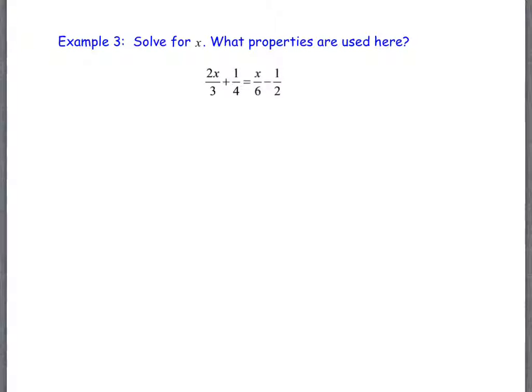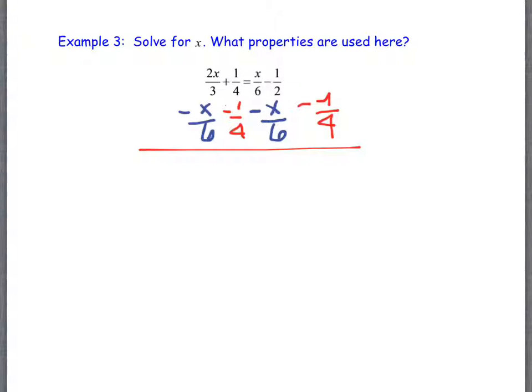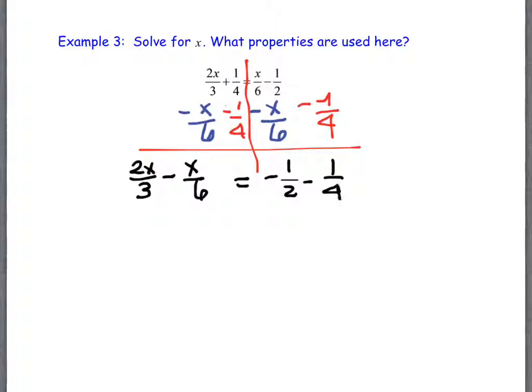All the x's on one side? Okay, is that all right with you, Lexi? Okay, so what Brendan wants to suggest is that we move the x over 6 to the left, so we would subtract x over 6, and that we would subtract the 1/4 to the right. Okay, so I'm doing this sort of like it's an addition problem, okay? So I now have 2x over 3 minus x over 6 equals negative 1/2 minus 1/4.